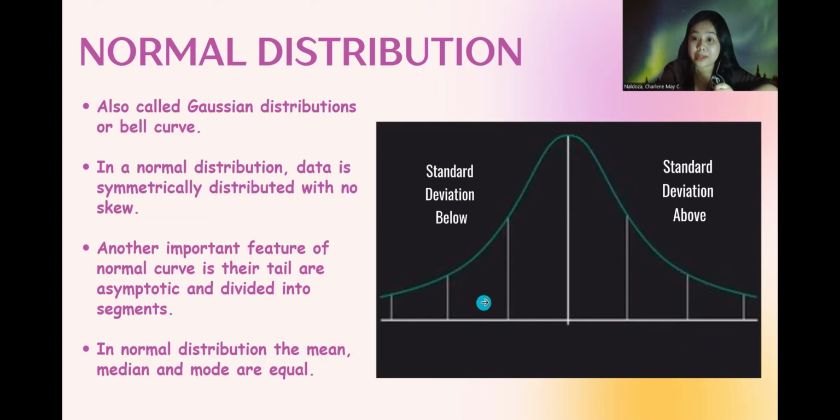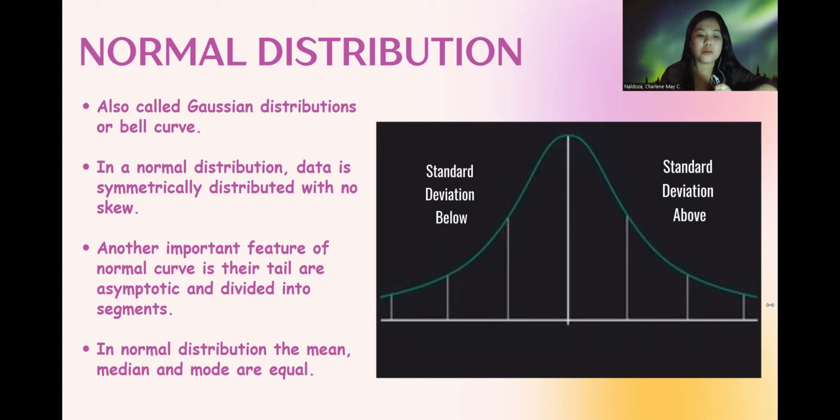It is divided into segments, as I said a while ago. From the center, go down to the left. The first segment, we call the first standard deviation below the mean. And from the center, going further left, the second segment, we call the second standard deviation below the mean. Then in the opposite side, from the center, go to the right. The first segment, we call the first standard deviation above, and the second standard deviation above, and so on.